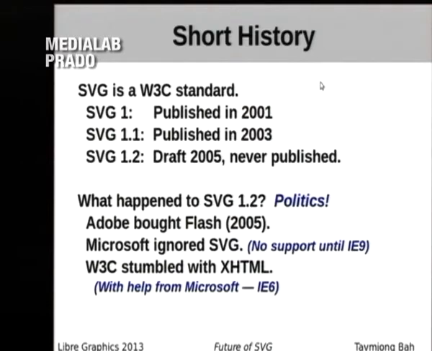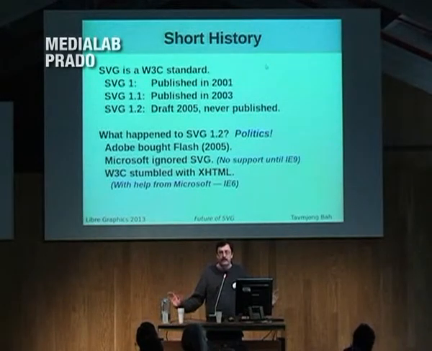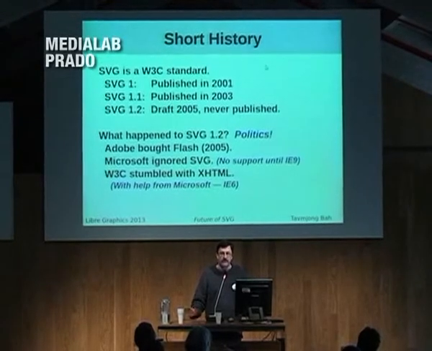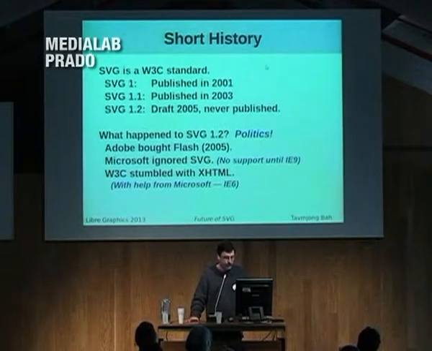Okay, SVG is a W3C standard. SVG 1 was published in 2001, SVG 1.1 in 2003, SVG 1.2, there was a draft in 2005, but it was never published. So what happened? Well, politics got in the way. Adobe bought Flash. Adobe was the primary mover behind SVG. And when they bought Flash, they no longer had any interest in supporting SVG at all. Also, Microsoft ignored SVG completely. All the other browsers started to support SVG, but Internet Explorer didn't until version 9.